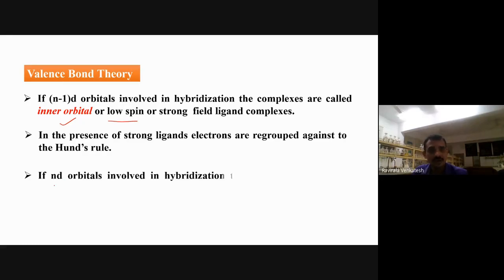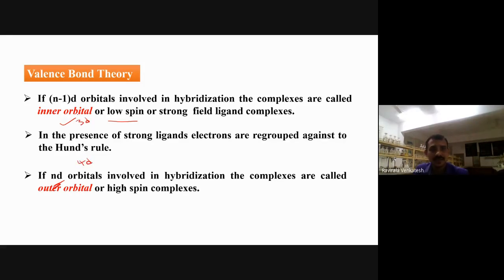If nd orbital is involved, nd means what I told you, 4d, nothing but nd. 3d is what? Why is it (n-1)? If it is the 4s orbital, (n-1)d means what actually? Anybody? If the 4s orbital is involved, (n-1)d is nothing but actually 3d. If I take nd, that is nothing but what? 4d. Okay. So this only we discussed already.